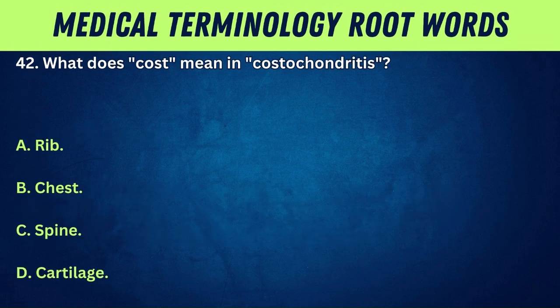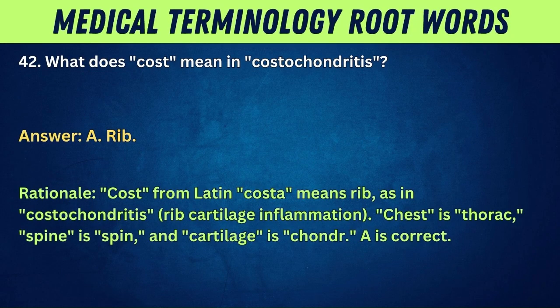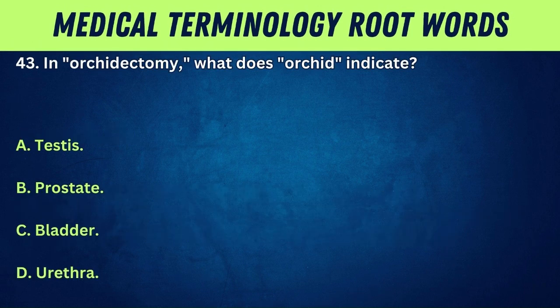42. What does cost mean in costochondritis? A. Rib. B. Chest. C. Spine. D. Cartilage. Answer: A. Rib. Rationale: cost from Latin costa means rib, as in costochondritis, rib cartilage inflammation. Chest is thorac, spine is spin, and cartilage is chondr. A is correct.